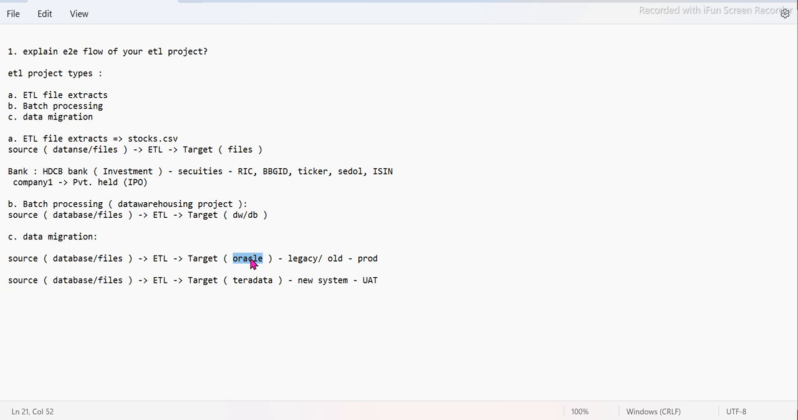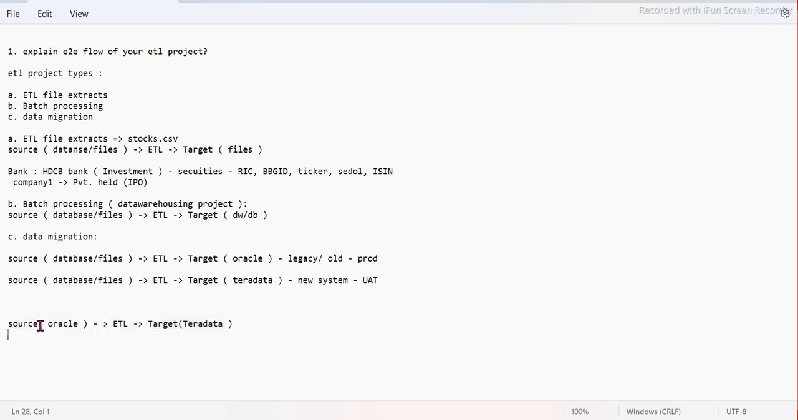So let's say I have the Oracle database and I want to transfer the entire data into Teradata. What I will do is build one ETL pipeline, right? Here, let's say the source is Oracle, and then I have ETL, and then here is the target, which is nothing but Teradata, right? So this is basically one-time data migration, okay?